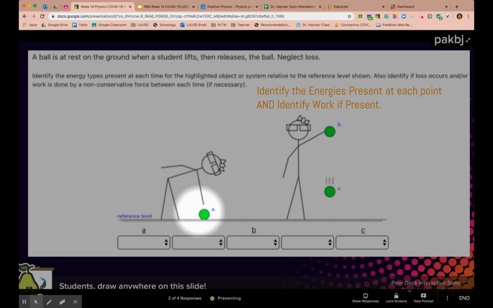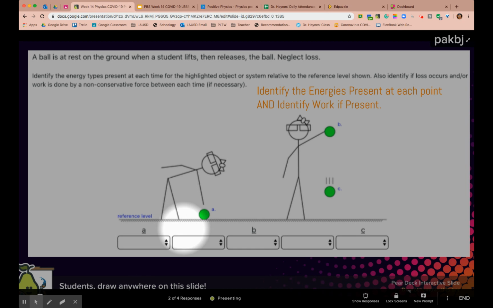So at point A, the person hasn't touched the ball yet. This is just a ball sitting on the ground. Is there any energy? If it's just a ball sitting on the ground, remember, the reference level is here. So you have to be above the reference level to have gravitational potential energy. But the ball is at the reference level. Okay, so good. Someone said for now, for point A, there is none, and that is correct. So for point A, there is no energy present.